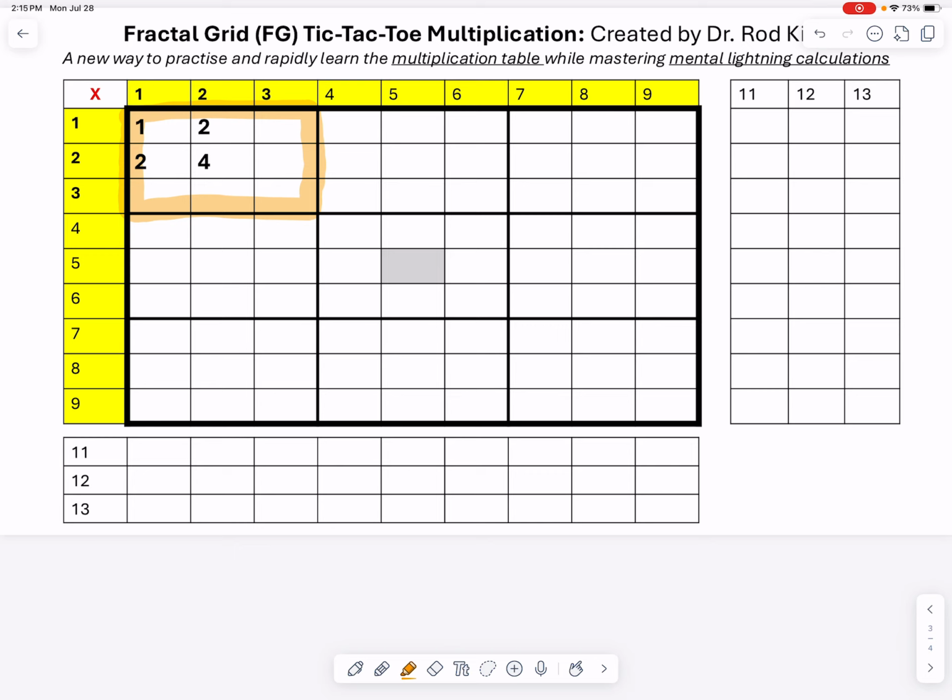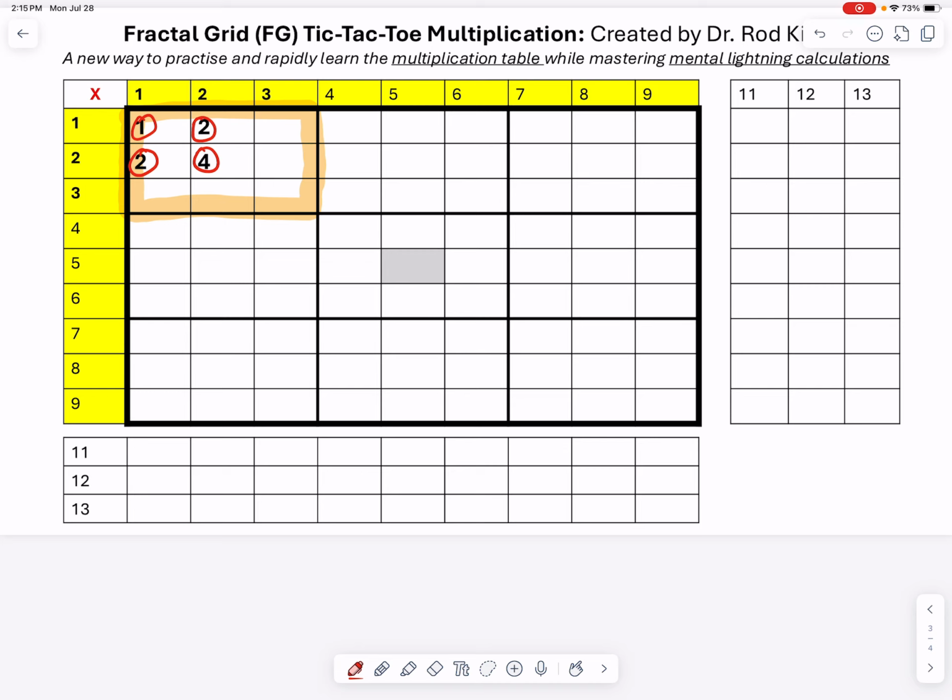matrix. So my claim is that you only need to know 1 times 1, which is 1, 1 times 2, which is 2, and you also need to know 2 times 1, which is 2, and 2 times 2, which is 4. All the others can be derived.